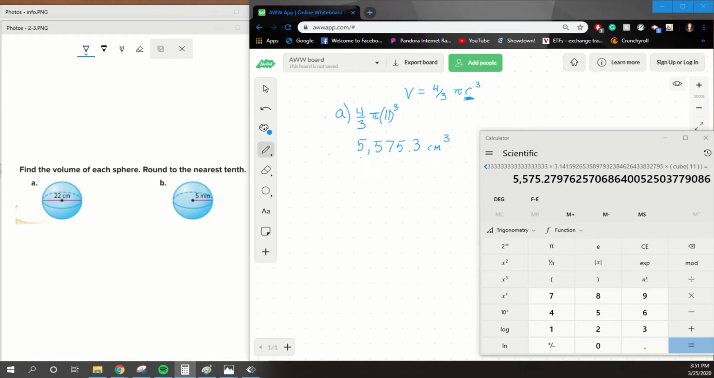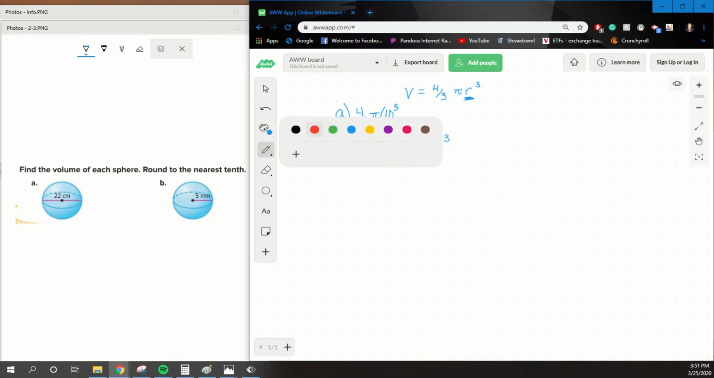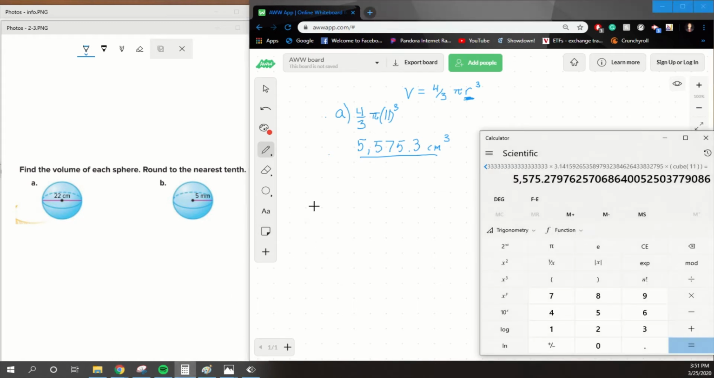So that's your answer for A, right there. Let's do B in red. Let's get our calculator up here just in case. So for B, we again are using that same formula: 4/3 pi r, which is 5, cubed.